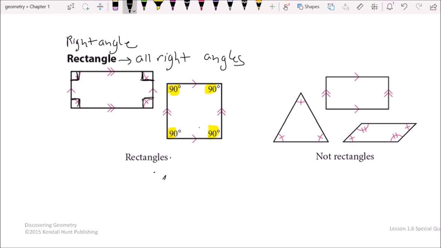What's wrong with the ones on the right? This one has parallel sides. That makes it a parallelogram, but we don't know if it's a rectangle for sure. That's a triangle. What the heck? And then this one, what is that? That looks like it's probably a parallelogram, but yeah, definitely not a rectangle, clearly.